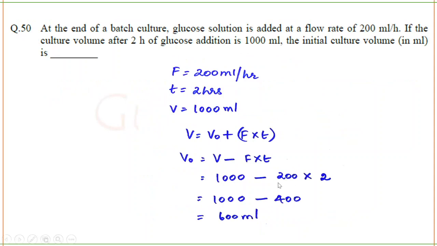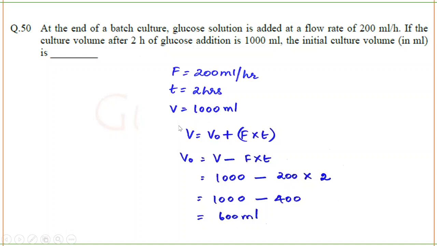Next question. At the end of a batch culture, glucose solution is added at a flow rate of 200 ml per hour. If the culture volume after 2 hours of glucose addition is 1000 ml, they're asking you the initial culture volume, that is V naught. They've given you the flow rate, that is 200 ml per hour. They've given you the time, 2 hours. They've given you the final volume, 1000 ml. You're going to find the initial volume.